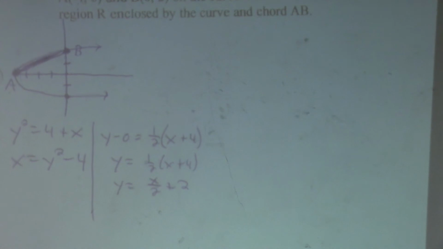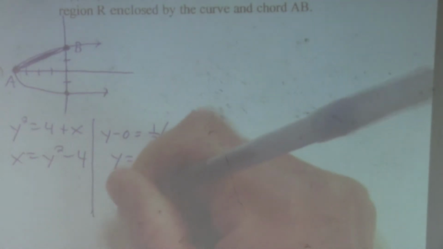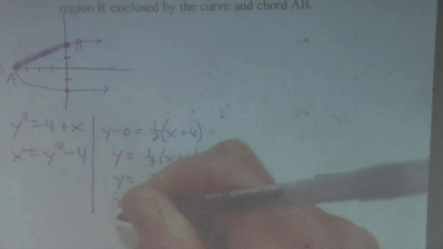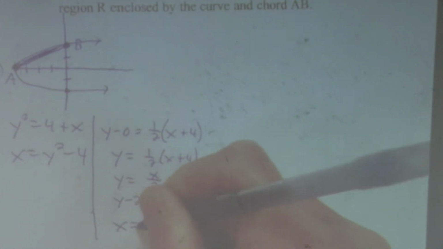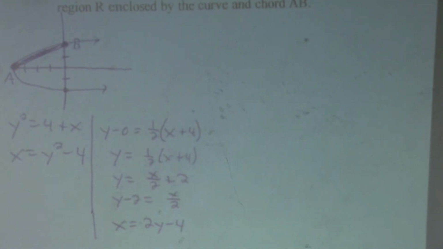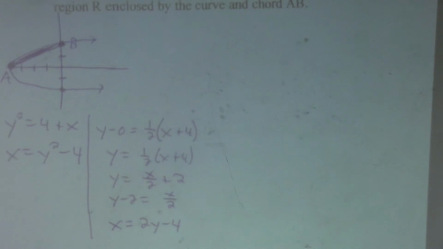And I can minus 2 to both sides. I have y minus 2 equals x over 2. And I can get x by itself by multiplying everything by 2. And that would be 2y minus 4 if I go ahead and distribute that 2 in. So multiplying both sides by 2 just solves that equation for x.